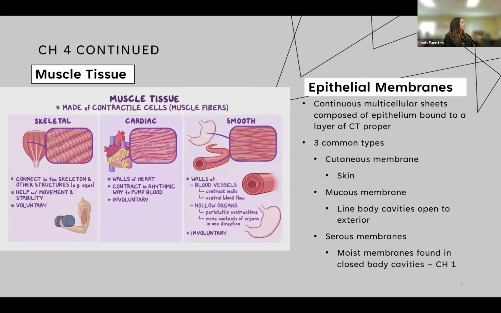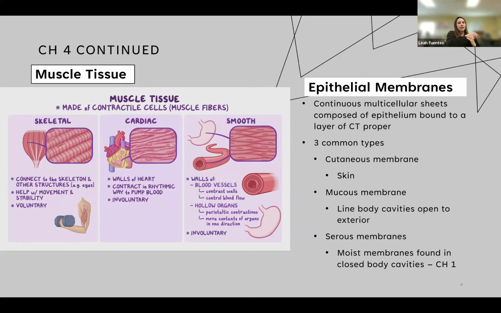And I do have this picture up here, just letting you know. Skeletal is voluntary, just like lifting weights. Skeletal connects to the skeleton and other structures, and it helps with movement and stability. So anytime you're stretching, walking, or doing any sort of physical activity, that is your skeletal muscle.